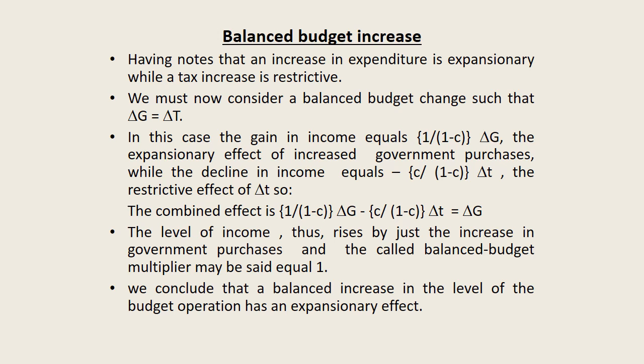معنى هذا ان الاثر التوسعي للزيادة في الانفاق الحكومي كانت اكبر من الاثر الانكماشي لزيادة الضريبة. The level of income thus rises by just the increase in government purchases and the so-called balanced budget multiplier may be said to equal 1. يبقى يا جماعة we have a very important result: under balanced budget increase, we have multiplier equals 1. المالتبلاير بتاع الميزانية المتوازنة balanced budget multiplier equals 1. We conclude that balanced increase in the level of budget operation has an expansionary effect.